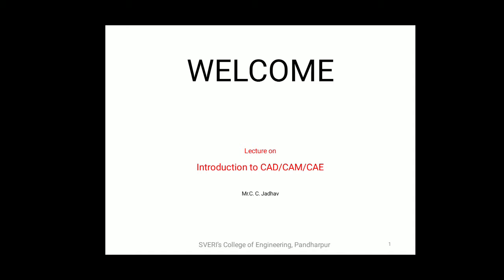CAM is the use of computer methods to develop computer numerical part programs for machining and other manufacturing processes. So basically, we develop the 3D model by using the CAD system, and afterwards we use that 3D model for further manufacturing by using various NC part programs. For making the NC part programs, we use CAM software.